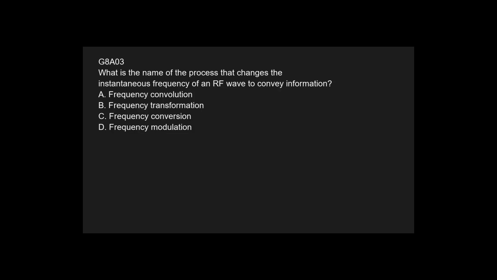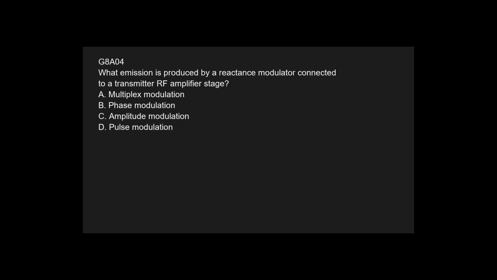Question: what is the name of the process that changes the instantaneous frequency of an RF wave to convey information? The correct answer is D, frequency modulation. Question: what emission is produced by a reactance modulator connected to a transmitter RF amplifier stage? The correct answer is B, phase modulation.